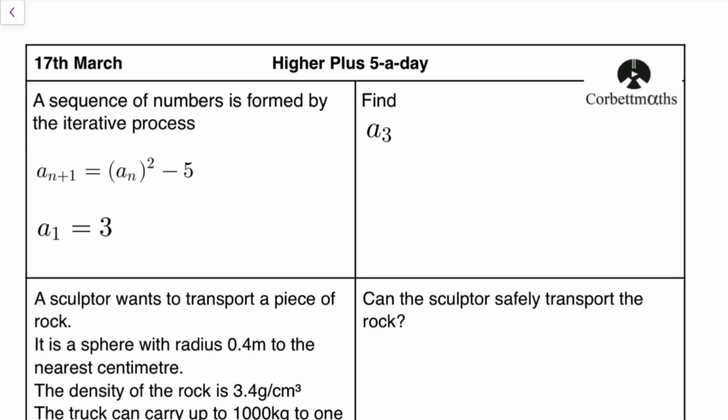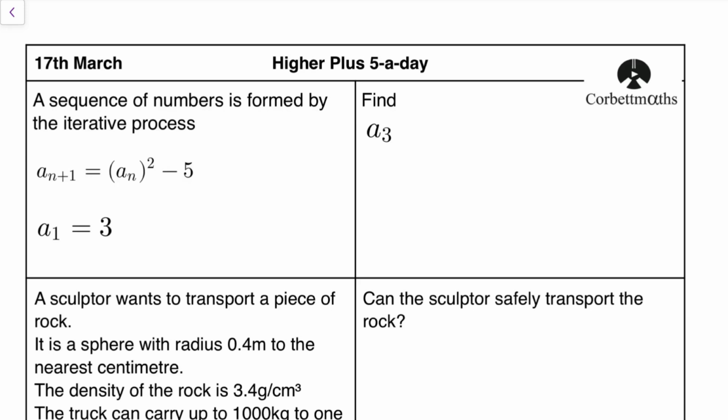Let's just go straight to the first question. Right, what do we have? So a sequence of numbers is formed by an iterative process. We saw one of these questions yesterday, didn't we? So it feels like we might get a few of these questions. They're quite good. Once you get used to them, they're not too bad at all.